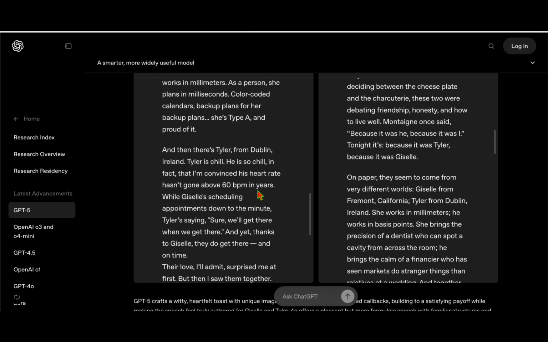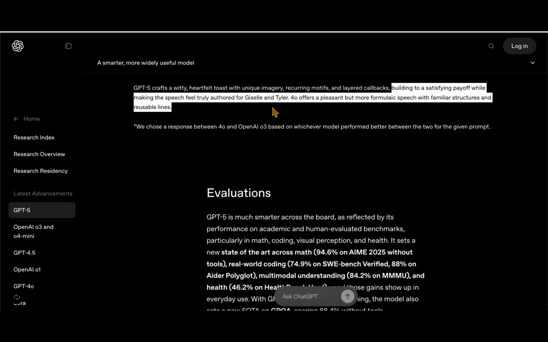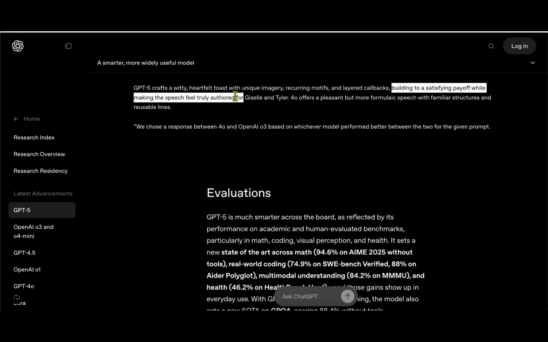Definitely this one is much more catchy and much more likable than this one. So they have improved on the performance for writing. And they're also saying that GPT-5 crafts a witty, heartfelt toast with unique imagery, recurring motifs, and layered callbacks, building to a satisfying payoff while making the speech feel truly authored for Giselle and Taylor.